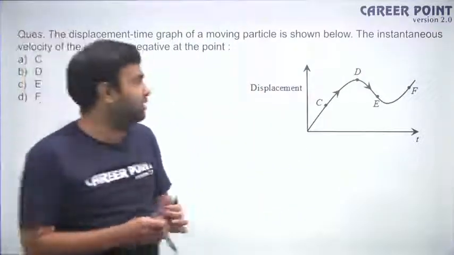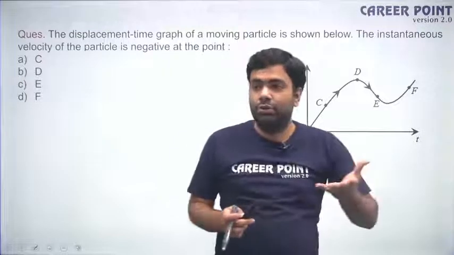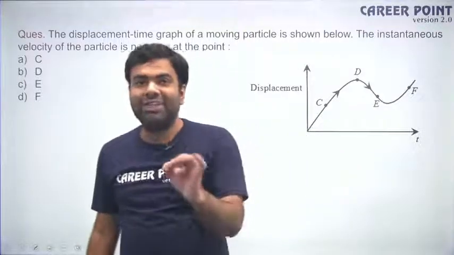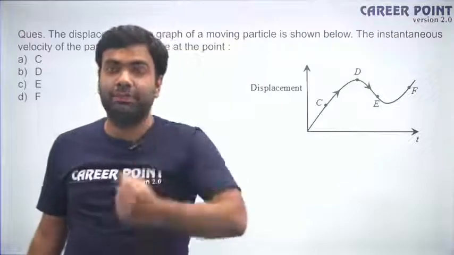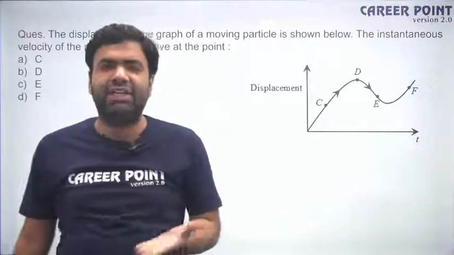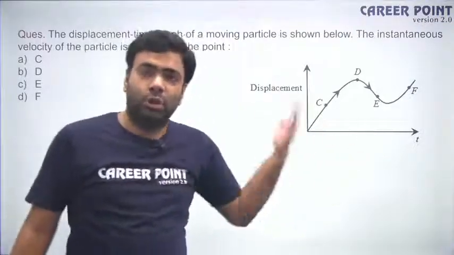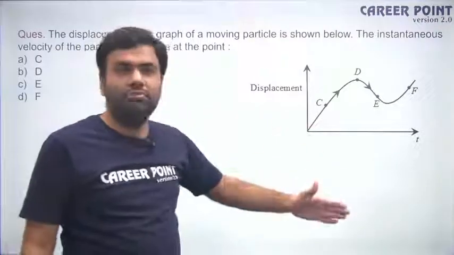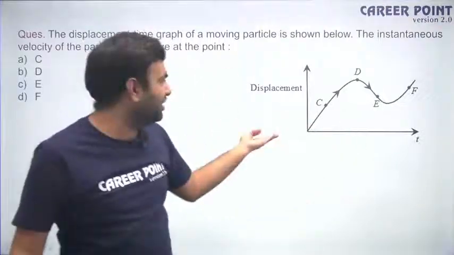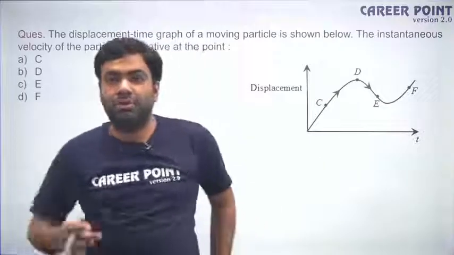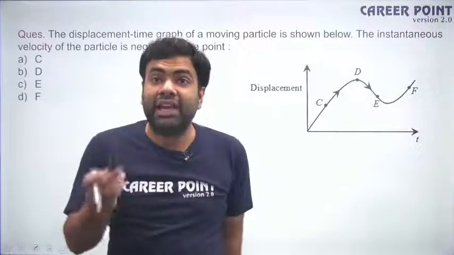So because this is a position-time graph, we know that the slope at any point will give us the velocity. And what is slope? It is tan theta, where theta is the angle measured from the x-axis, and here the x-axis is the time axis. So you have to see at which point tan theta is negative.